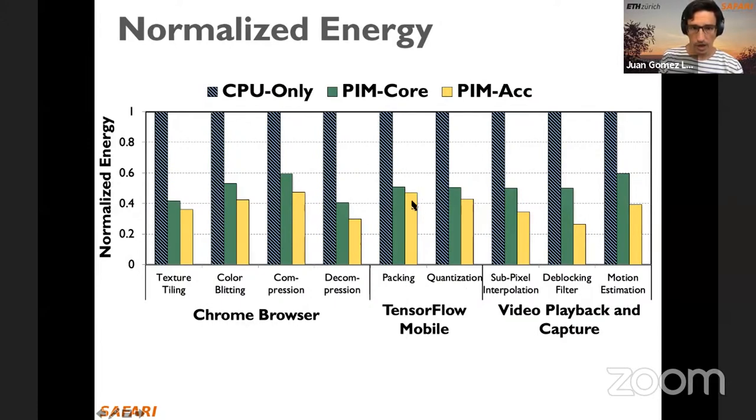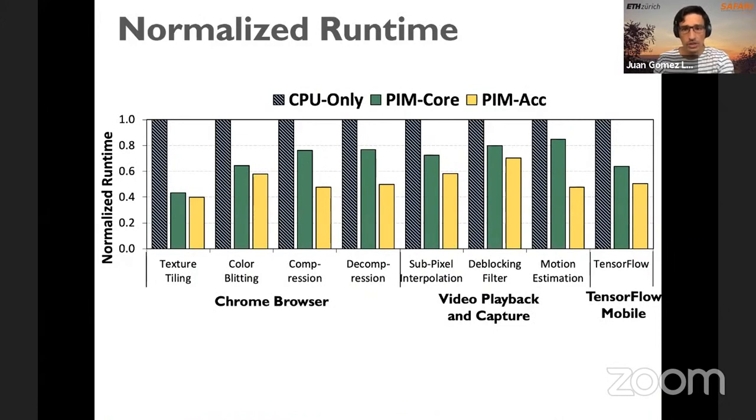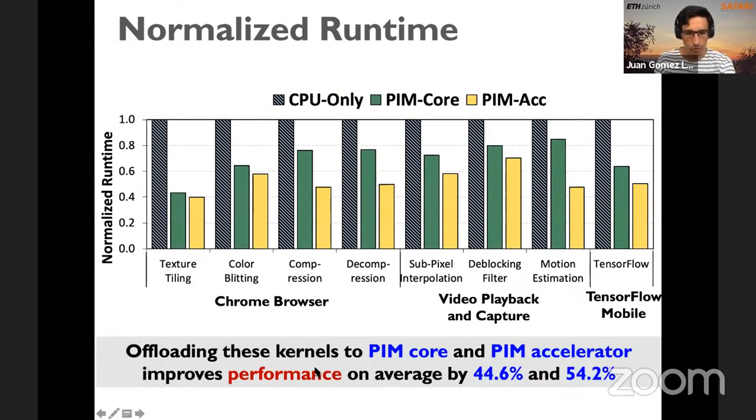You can see a large energy reduction from the CPU-only baseline implementation to the PIM implementations. And as expected, the accelerators are a little bit more efficient than the general PIM cores. So this is what we achieve, respectively. We reduce the energy consumption by 49.1 and 55.4% for the PIM core and the PIM accelerator. And in the runtime, we see more or less similar trends. These are here on this side. We have the TensorFlow, and we can improve the performance by 44 or 55%.